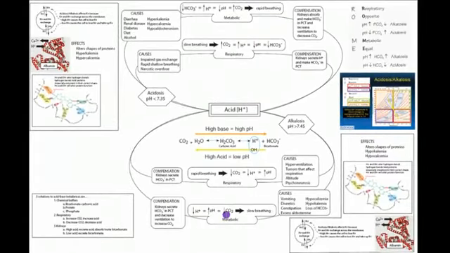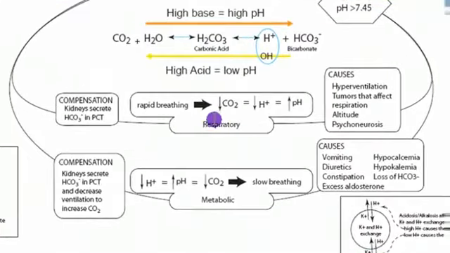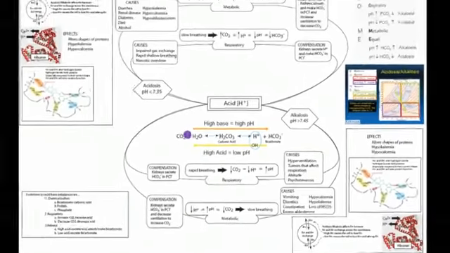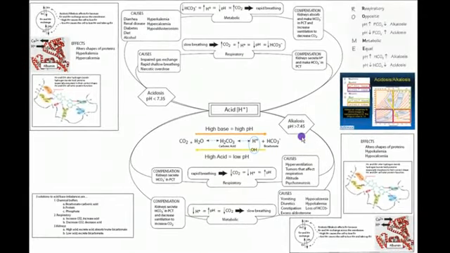In the case of respiratory alkalosis, the kidneys secrete bicarbonate in the proximal convoluted tubule. And in the case of metabolic, the kidneys are going to secrete that bicarbonate, and they're going to decrease ventilation to increase CO2, because if we increase CO2, we increase acid, and that cures the alkalosis.